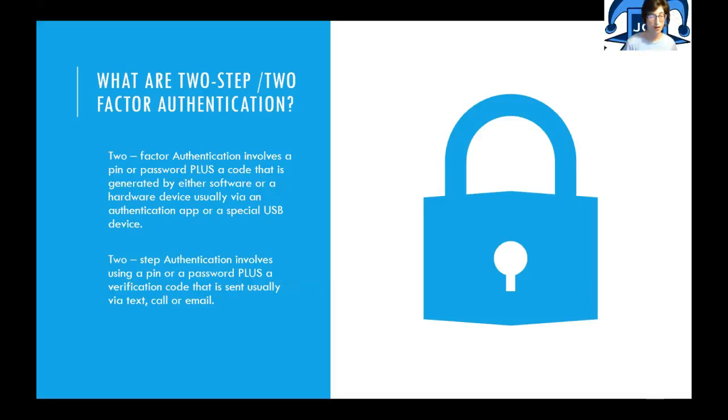The other type of authentication is two-step authentication. And this involves you using a PIN or a password plus a code that is usually sent to either a phone number or an email address that you've put on file for that account. So usually when you go to reset a password or something like that, that's when it's going to give you that verification option, which we'll talk more about here in a minute. But it'll usually give you the option to text, call, or email that code to you.